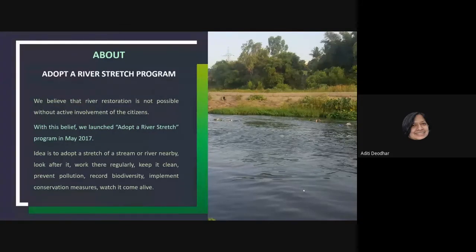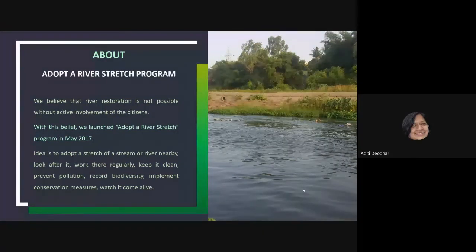And so when we realized that, we decided that we have to change that. There are many good intentions that exist in the community. So all we have to do is collect or bring together those good intentions which are right now idle, back them up with solid ecological knowledge, and convert those idle good intentions into concrete action towards river conservation. And so with this intent, we launched our first action oriented program.